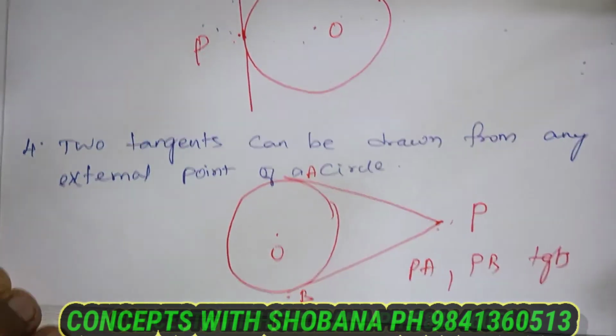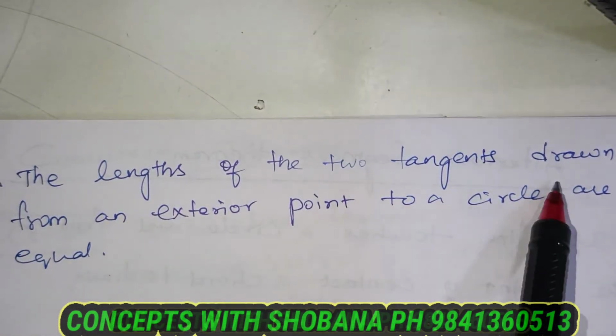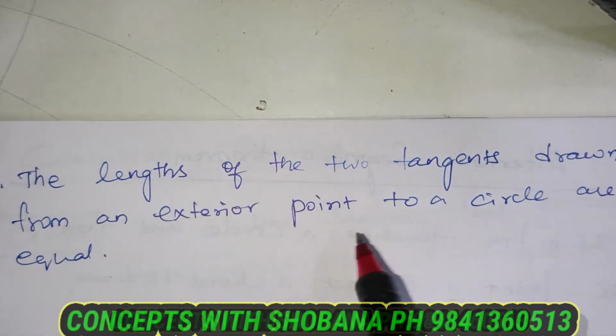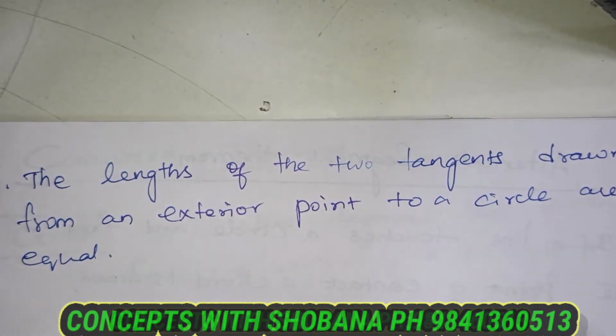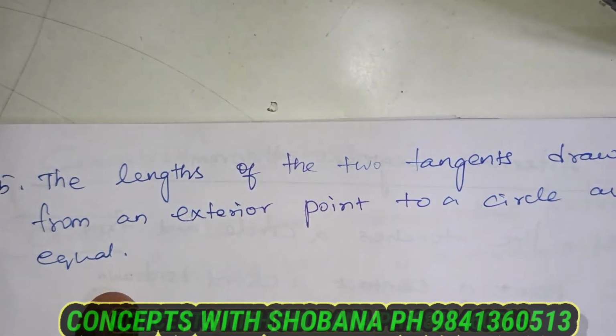Okay, shall we go to the next theorem? Next theorem: the lengths of the two tangents drawn from an exterior point to a circle are equal. What is the meaning of exterior point? We saw it in the last theorem.